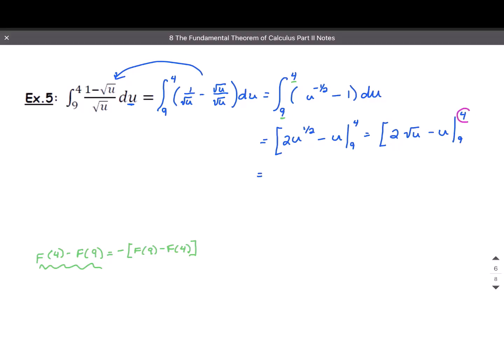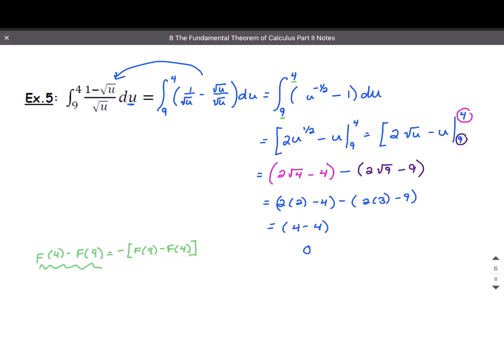We're going to substitute in our upper limit. Notice it's not the bigger number, that's okay. 2 times the square root of 4 minus 4. Then we're going to subtract, and we're going to plug the 9 into our antiderivative. So 2 times the square root of 9 minus 9. Now we've got 2 times 2 minus 4 minus 2 times 3 minus 9. So this is going to give us 4 minus 4, which is 0. This is going to give us 6 minus 9, which is a negative 3. So we have 0 minus a negative 3. That's positive 3, and we're done.